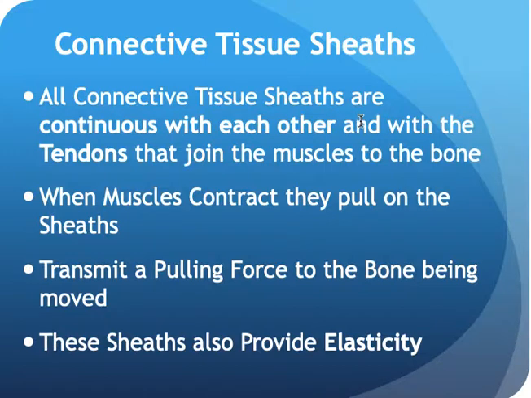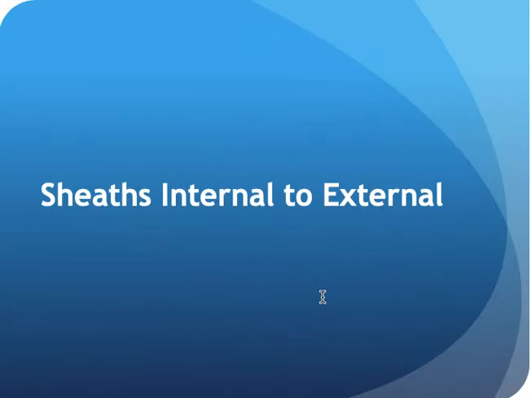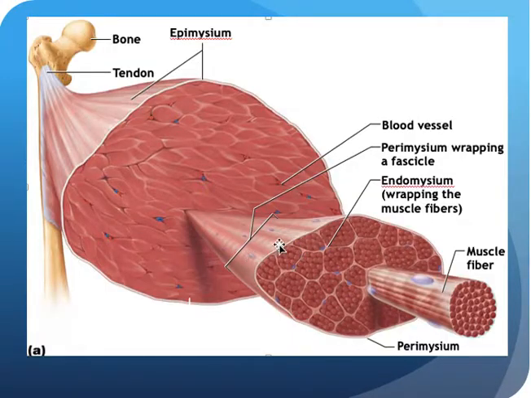So all these connective tissue sheaths are going to be continuous with each other, and with the tendon that joins the muscle to the bone. Again, a tendon is going to link that muscle to the bone. And then when your muscles contract, they're going to pull on these sheaths, and then they're going to transmit that force to that attachment to the bone. Okay, so when you come back and you look at this picture, you want to realize that all these sheaths are combining to form this tendon, and then when this muscle fires, this is why your tendons are so strong, okay?